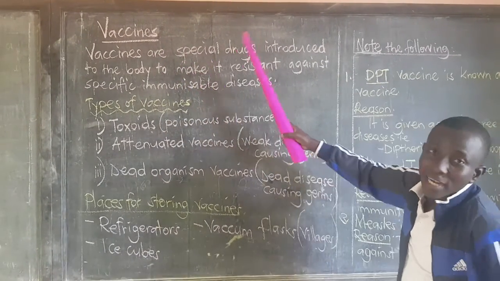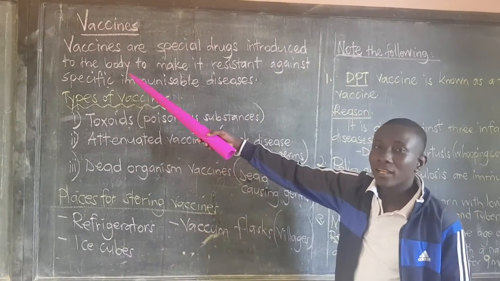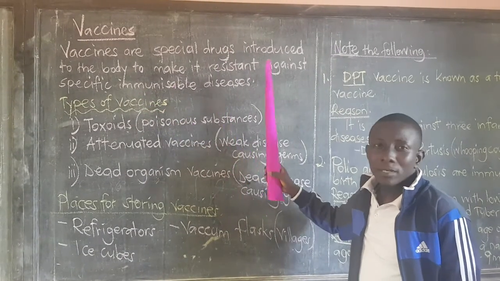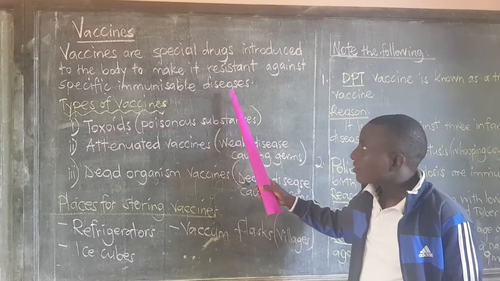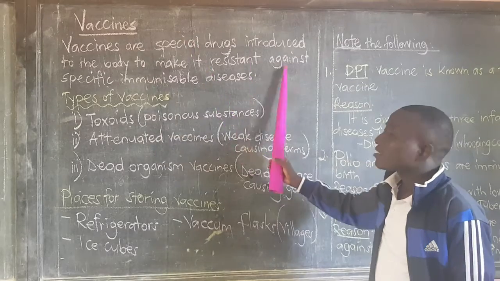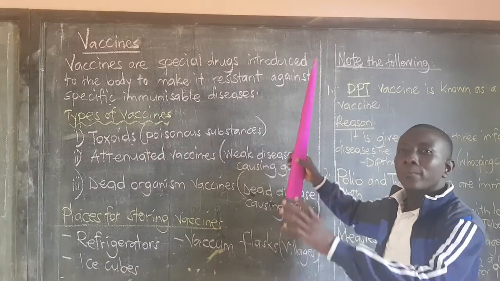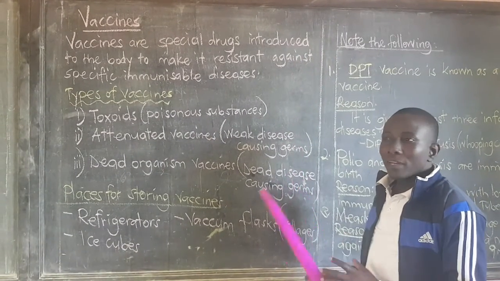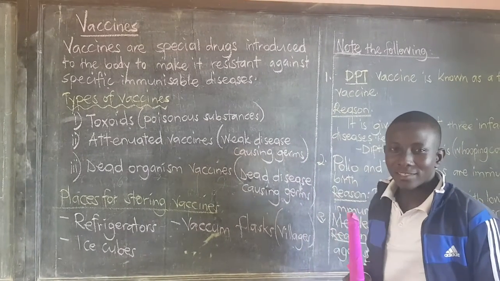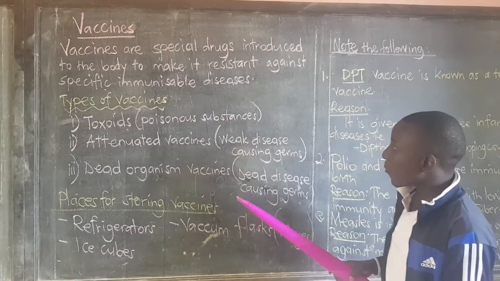Vaccines are special drugs introduced to the body to make it resistant against specific immunizable diseases. We shall be looking at those immunizable diseases. They are very many. We shall also be looking at the vaccine given against each immunizable disease, and where it is given and how.